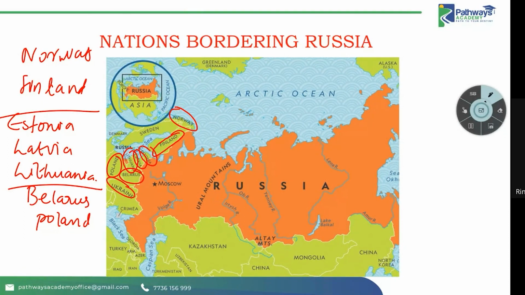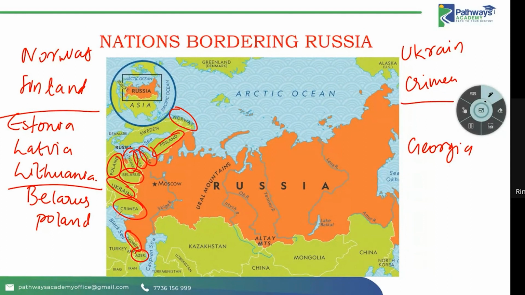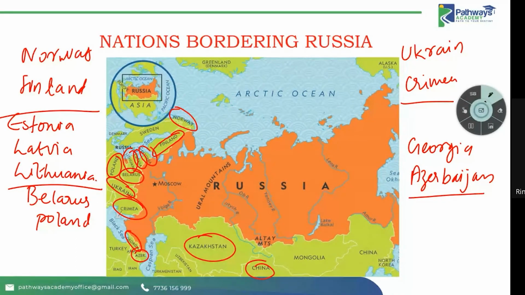Then Ukraine and Crimea. Then you can see Georgia and Azerbaijan. Then Kazakhstan, China, Mongolia.